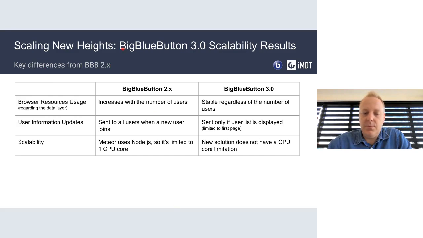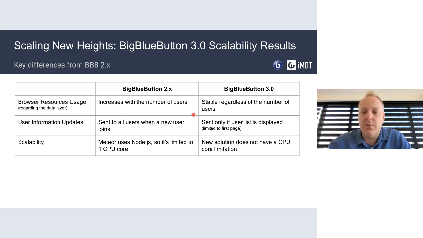The key differences from BigBlueButton 2.0, I already spoke a little bit about it, but let me be sure that I cover everything. So the browser resource usage in BigBlueButton 3.0 is supposed to be constant regardless of the number of users. Take user information updates. If you are in a meeting with 100 users, no matter if you are showing the user list or not, in BigBlueButton 2.0 you will get the information of the users that are joining the meeting. In BigBlueButton 3.0, if the user list is closed, you don't get anything. Your WebSocket does not receive anything. So it's much better in terms of traffic, data consumption, and things like that. So this is a big difference.